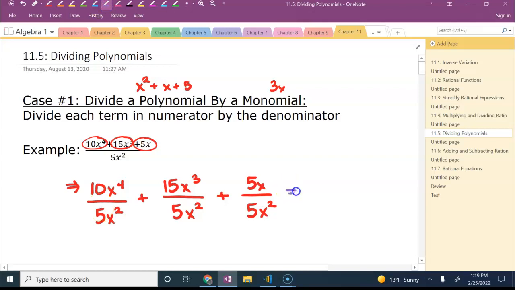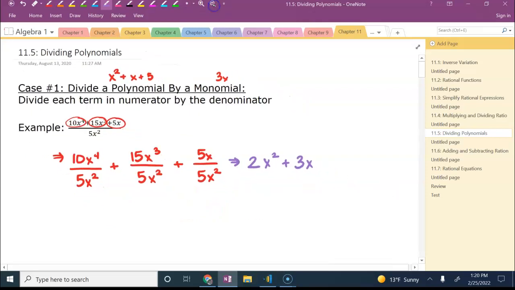So for this first part of the fraction, that 10 over 5, you can take 10 divided by 5 and get 2. And then if on top you have x to the fourth and on the bottom you have x squared, remember you can subtract your exponents, so 4 minus 2 would be 2, so that first term becomes a 2x squared. Moving on to the middle term, 15 divided by 5 would be a 3. And then again, if I subtract my exponents on these x's, 3 minus 2 would be 1, so that would just be an x. Now the last one, you can divide 5 by 5, which would be a 1.